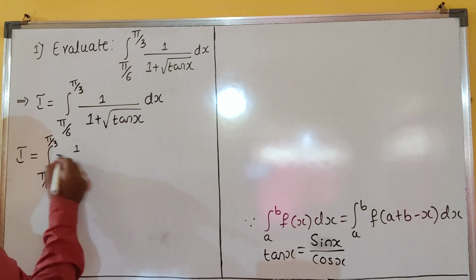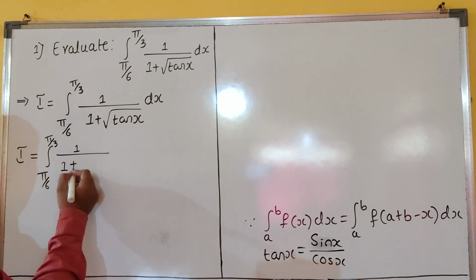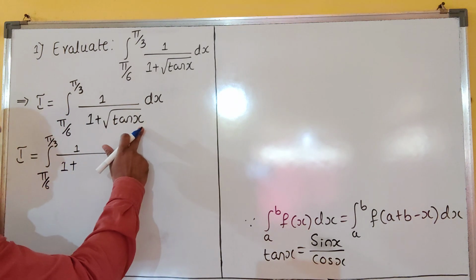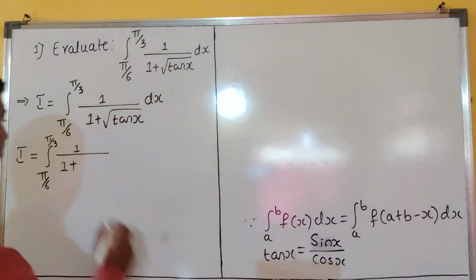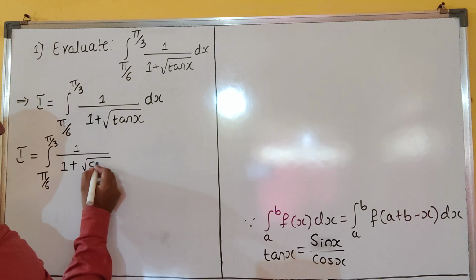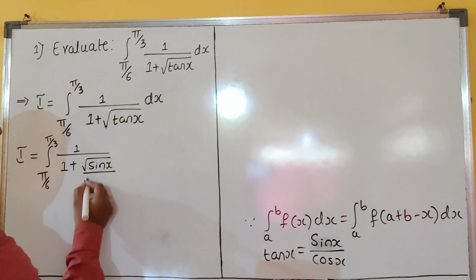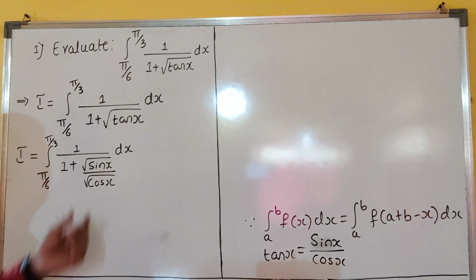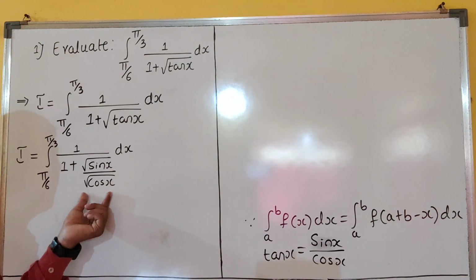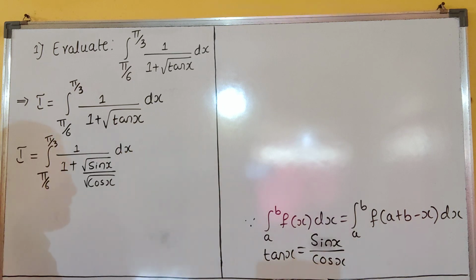So 1 upon square root tan x is there. Square root tan x I can write as square root sin x divided by square root cos x. Will you agree, everyone? Yes or no? Square root sin x divided by square root cos x is nothing but square root tan x, dear students.